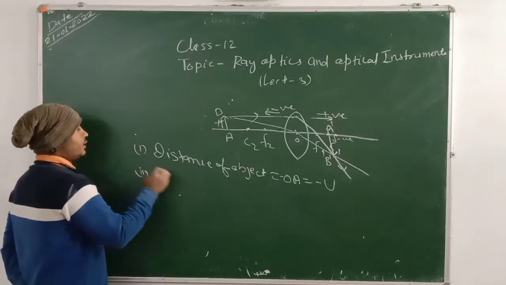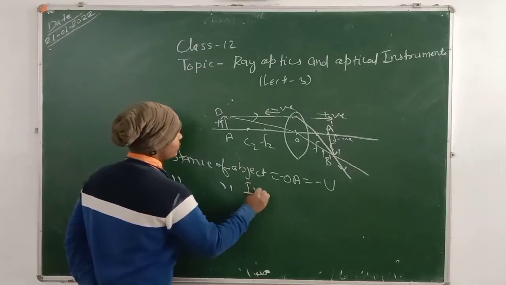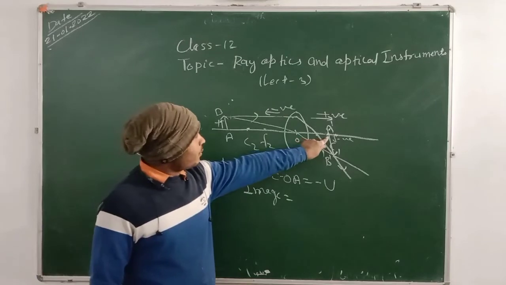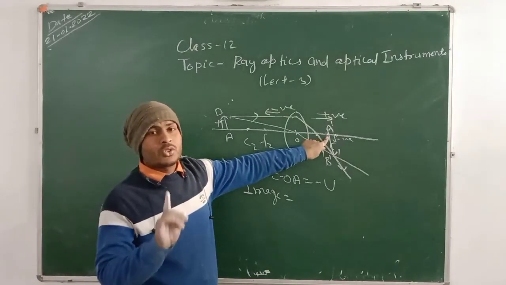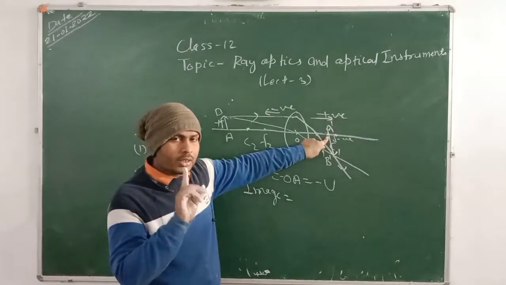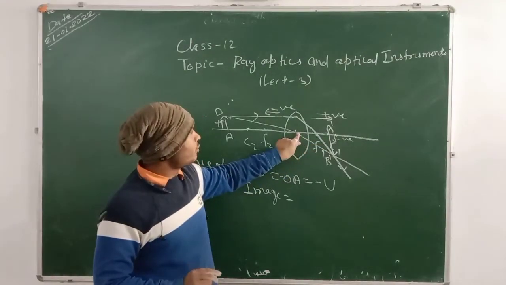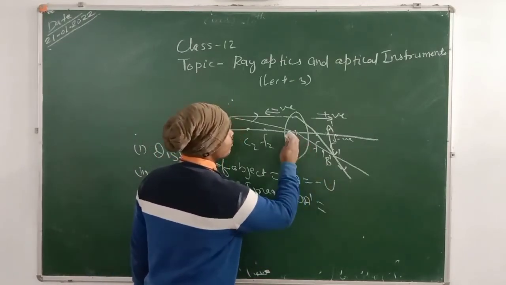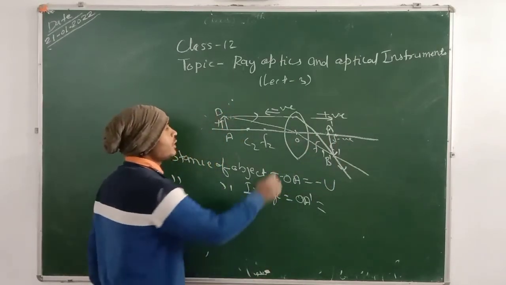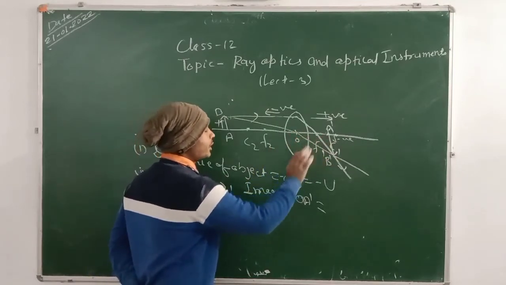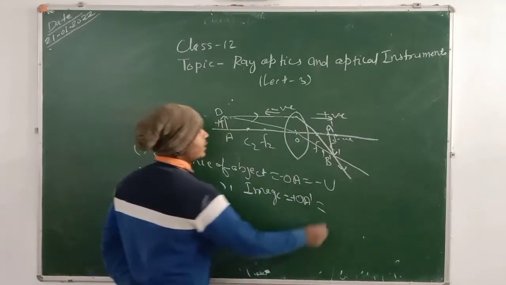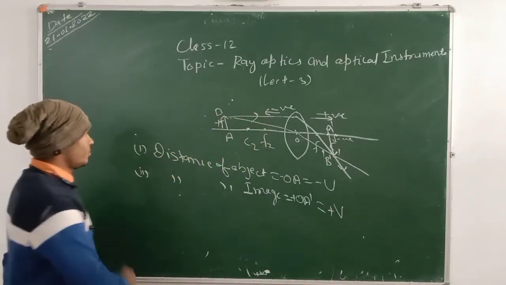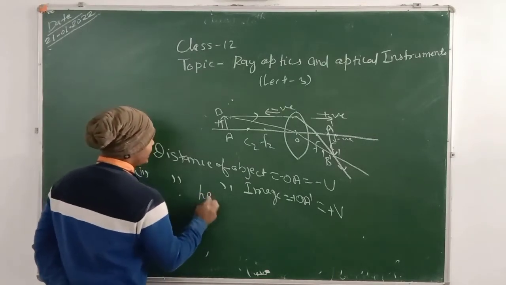Now second, distance of image. What will be distance of image? In this case, look here. Image is forming at point A dash. So when we consider this distance from optical center, it will be OA dash. Since we are moving towards the right hand side, means in the direction of incident ray from the optical center, it will be positive, and it is indicated by V, and it is positive. Is it clear now?